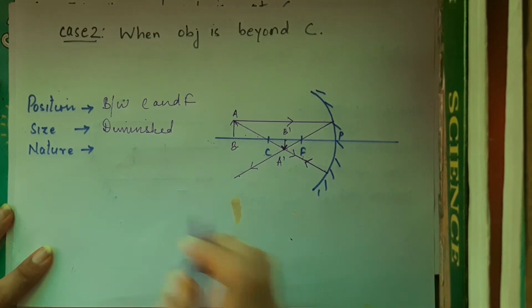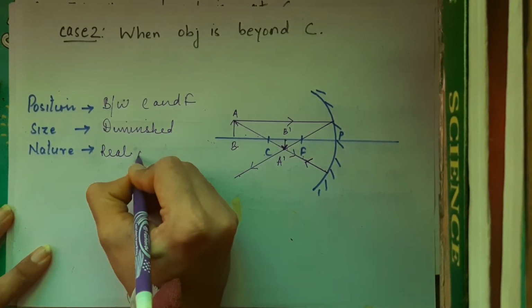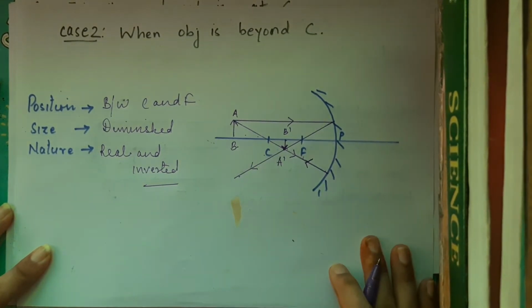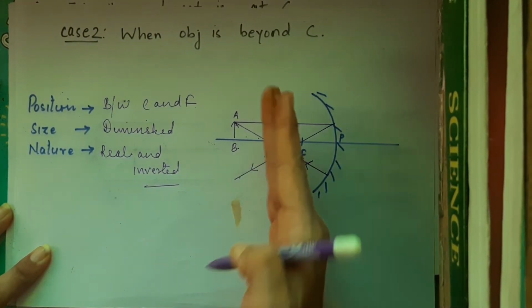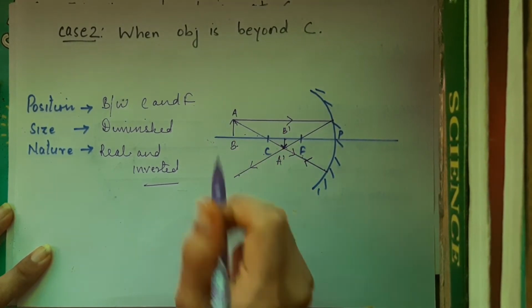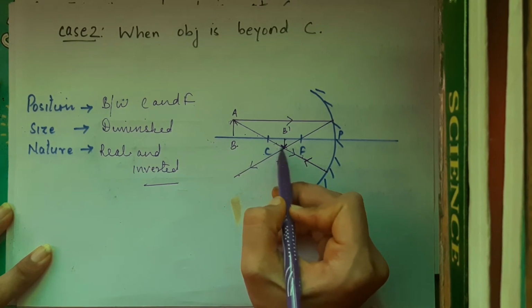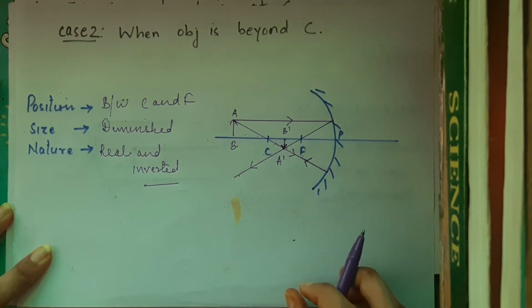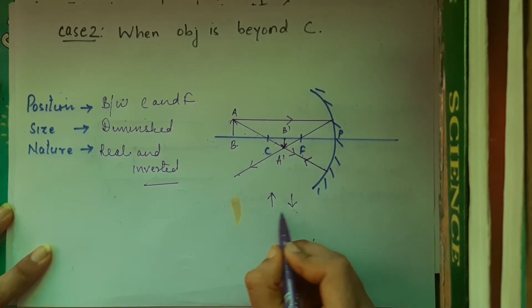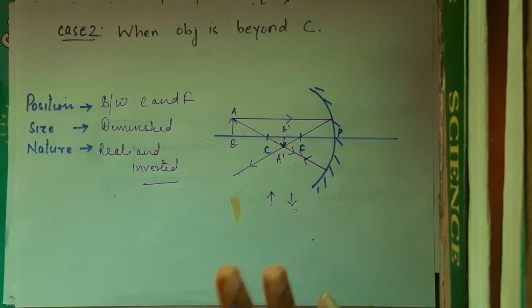What is the nature? The nature of the image is real and inverted. Why real? Because the image is formed on the screen. You can place a screen at this point and you can see the image, and also inverted, you can clearly see that it is upside down. The head of the image is down and the foot of the image is here, right? So it is inverted. If the object is like this, your image is like this. So this is known as the inversion, right? So this is case number 2.